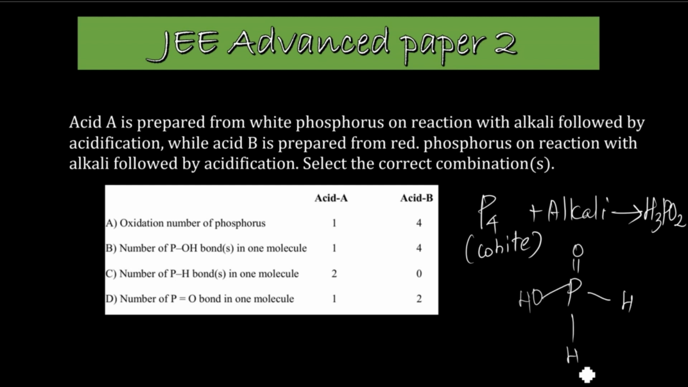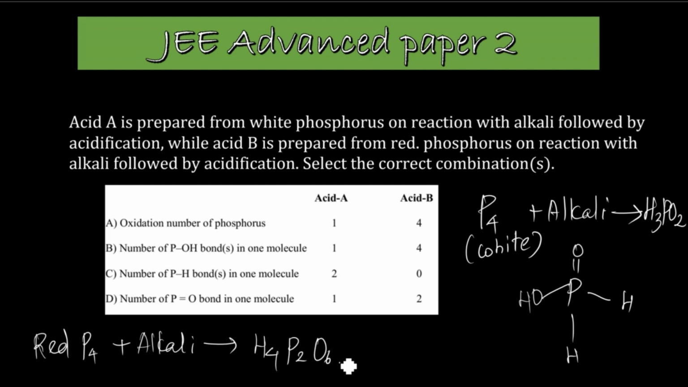And if I am treating red phosphorus with alkali, which will give you H4P2O6, right? So the structure of H4P2O6 will look like OH on one side followed by P and another OH remaining, right? So let's take the options as well.